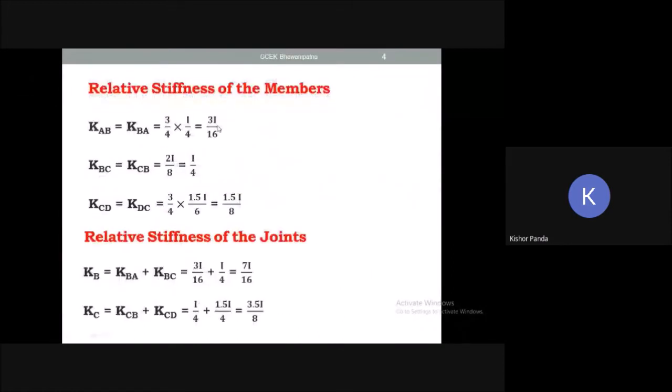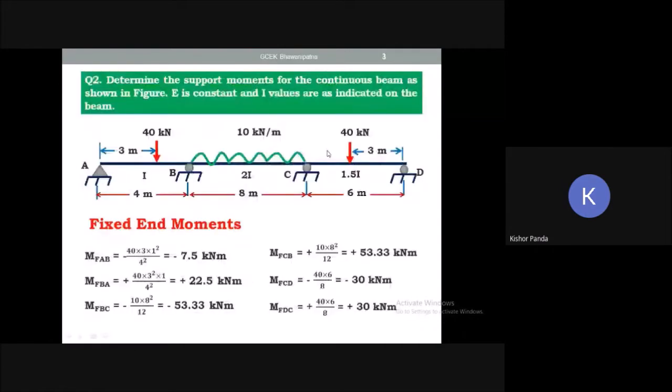Then find out the relative stiffness of the members, because here you see the end A is simply supported and the end D is simply supported. If the ends are simply supported, then the relative stiffness of the corresponding span that you have to take is 3 by 4 into I by L. So for span AB, you have to take the relative stiffness 3 by 4 into I by 4. For span CD, you have to take 3 by 4 into I by L. And for span BC, you have to take only I by L.